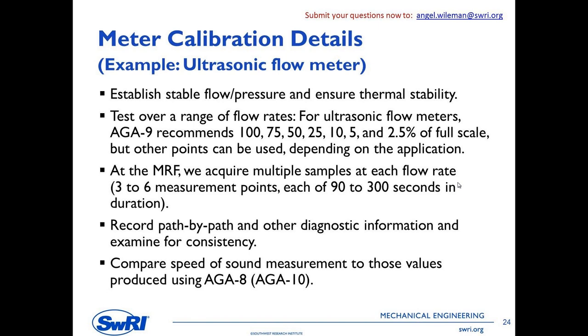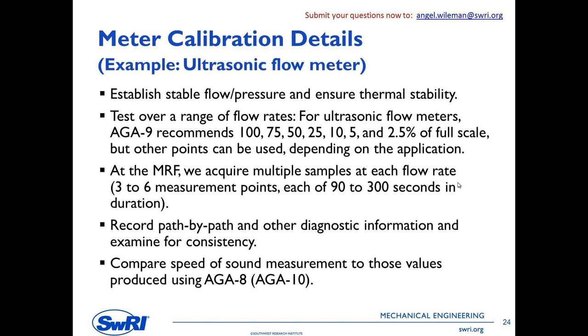The other thing on an ultrasonic meter that's useful for diagnostics is that you can compare the speed of sound that the meter reports to what you can calculate based on your composition and your pressure and temperature. And those values would come from now AGA 8. It used to be AGA 10. That's been eliminated. But AGA 8 allows you to do those calculations as long as you know the gas composition, of course.